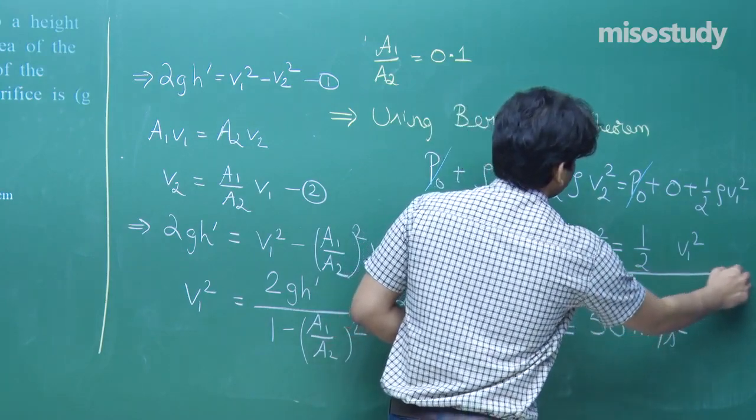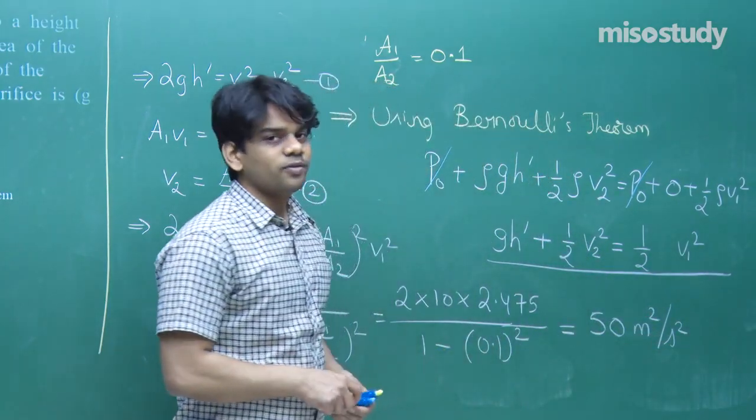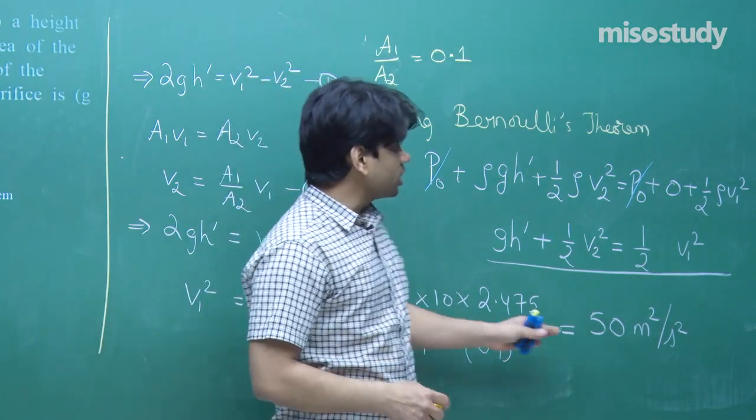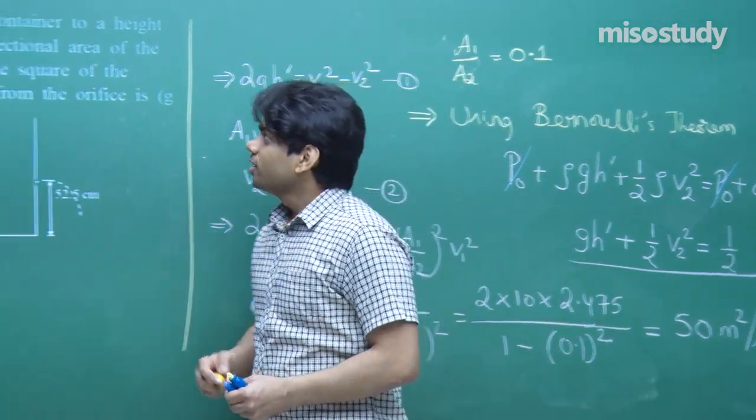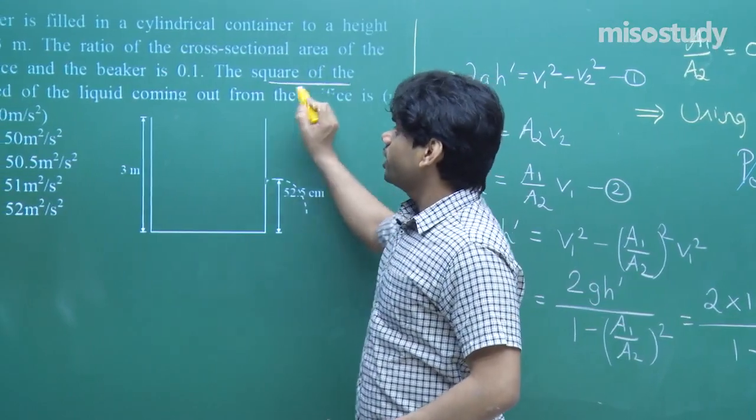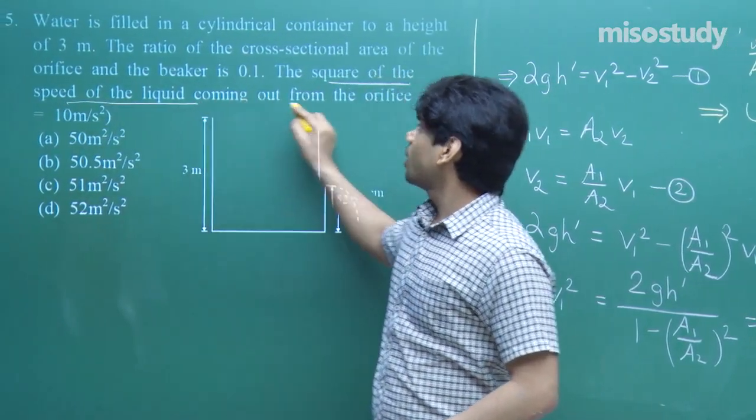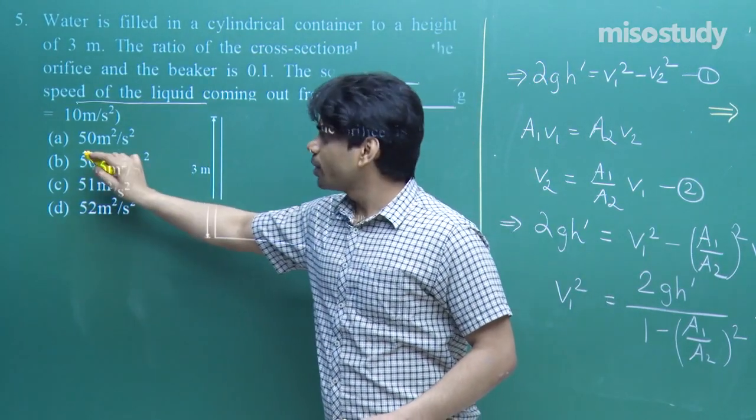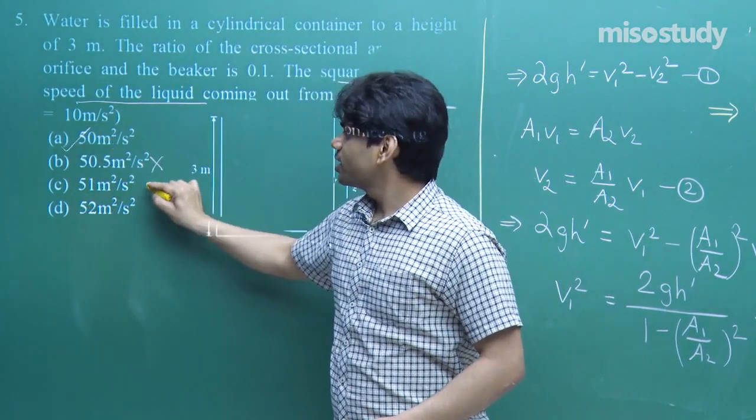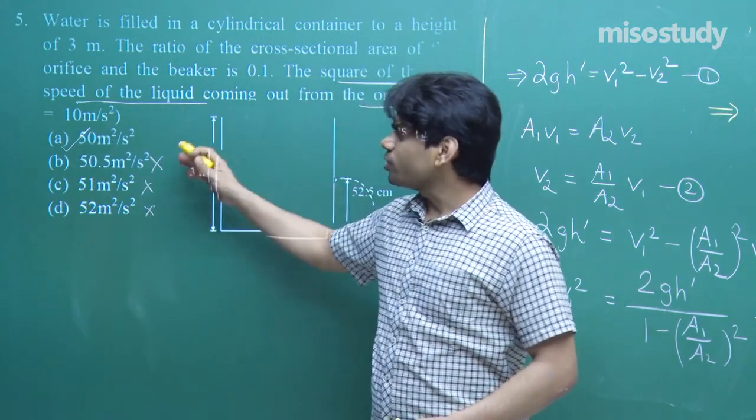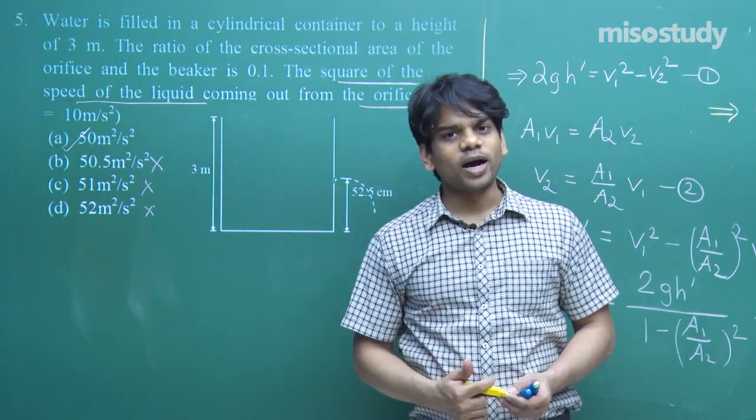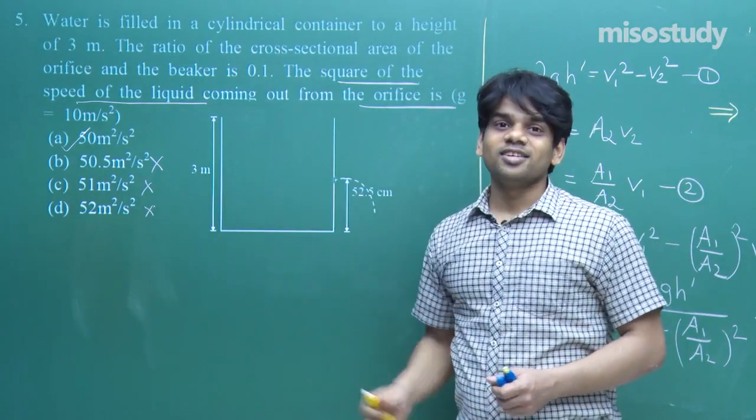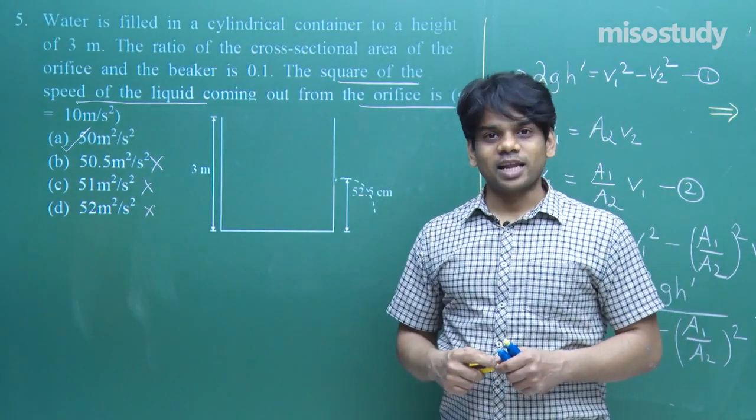So 50 meter square per second square is the required result in this case, because you have to find out the square of the speed. The square of the speed of the liquid coming out from the orifice is 50 meter square per second square, yes. Rest all options are incorrect. The options are very close to each other, so calculation is required. You must be knowing that in your JEE examination, some questions can be raised which also require calculation.